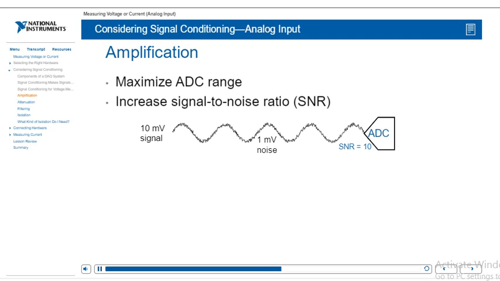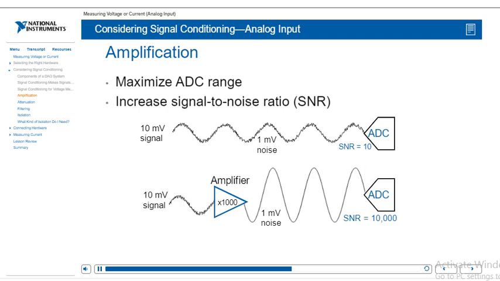But what if we amplify this signal? If we add an amplifier with a gain of 1000, we'll boost the signal to a 10 volt signal. So we'll still have 1 millivolt of noise, which now has less effect. So the signal-to-noise ratio is now 10,000. This does mean, however, that we'll need to amplify the signal before the noise affects it, so we'll need to move the amplification closer to the signal source.